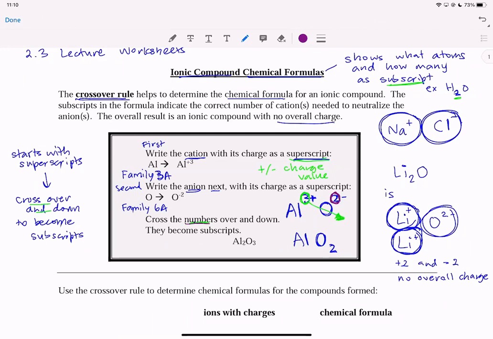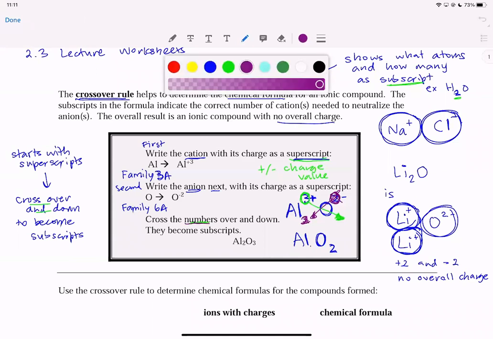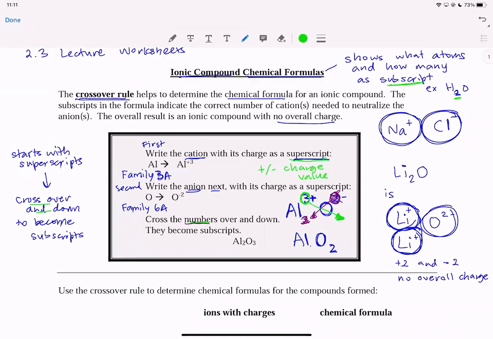Now this has to cross back in order to go over. So this has to go back to become a subscript for the aluminum. So this becomes a 3 here, and it's a 2 here, and it's no longer a 2. So actually, let me show you that process. This 3, when it crossed over and down to here, boy, I better get that right. Sorry, that 3 crossed over and not a 2. Let me fix that. So that's a 3.